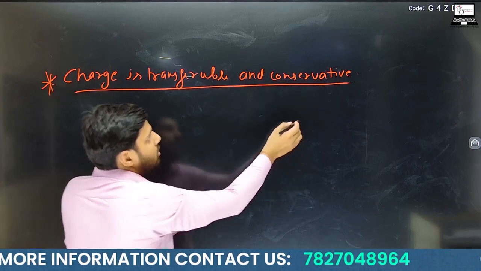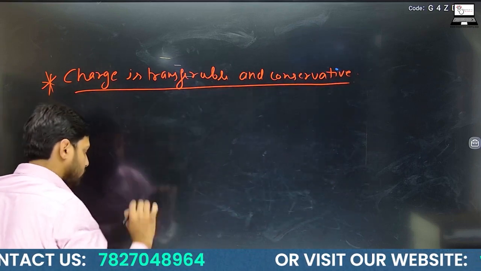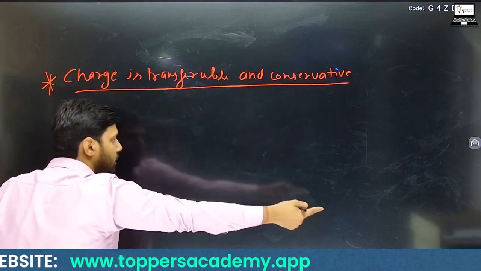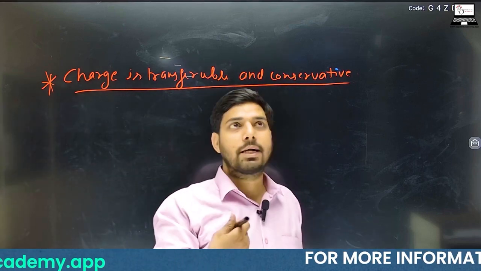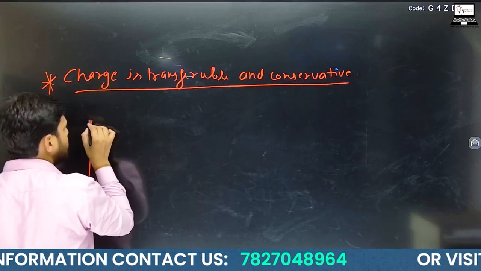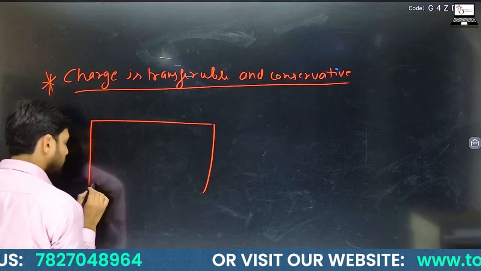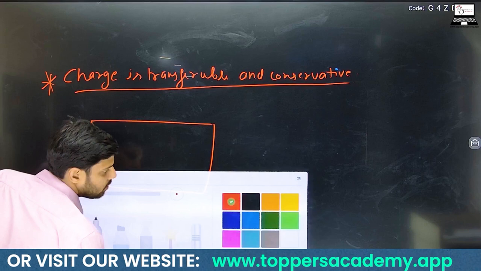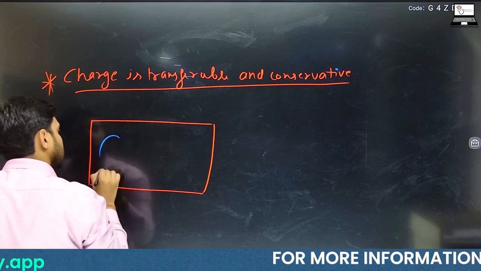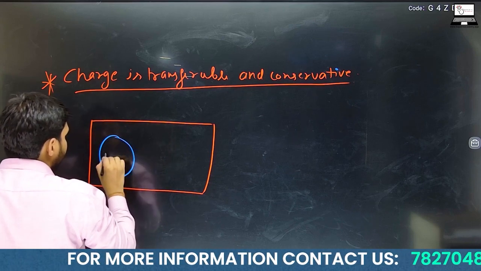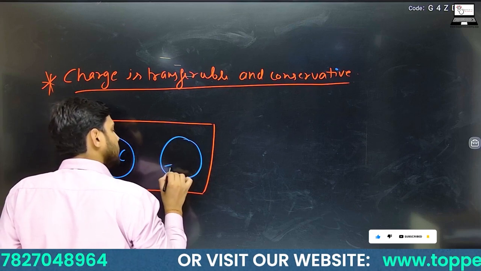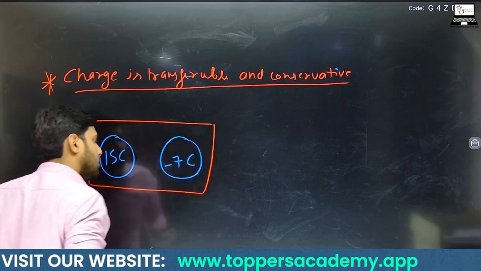First of all, we are talking about transfer of charge. Earlier in this lecture, I have told you how a charge can be transferred by removing or regaining the electron from one body to another body. So let us suppose we have a system with two bodies. One body has 15 coulomb, and another body has minus 7 coulomb. Okay, clear.